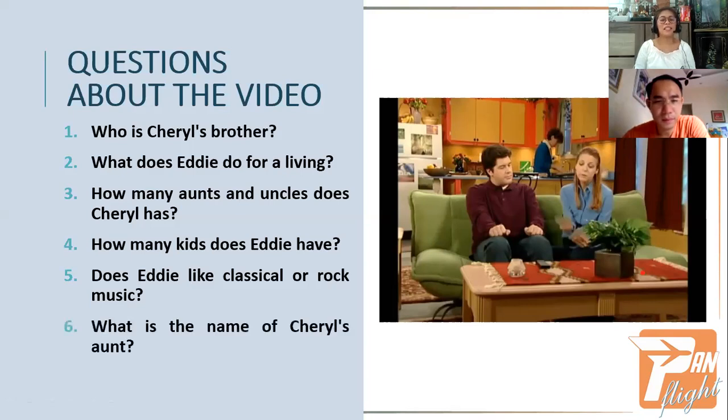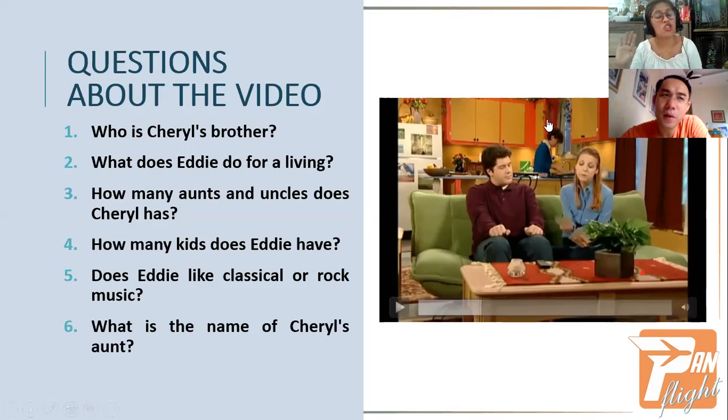And what is the name of Cheryl's aunt, the one at the back? What is the name of Cheryl's aunt? I cannot. Can you tell me? Okay. The name of her aunt is Judy. This one. Judy, she has no kids. She is divorced. He's surprised when she comes in.